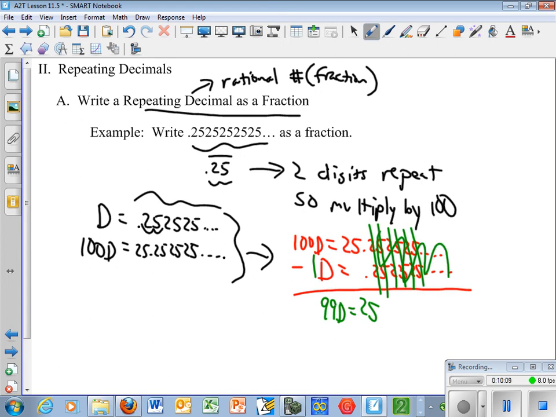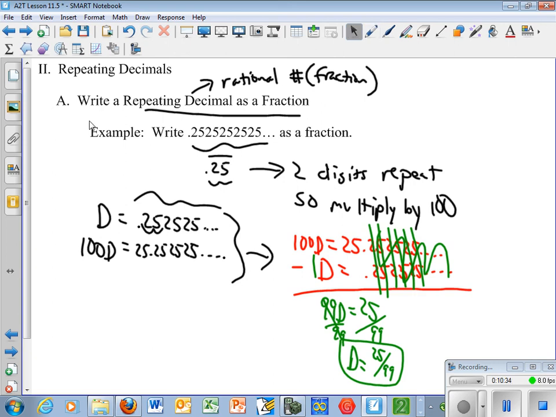Well, how do I solve that for D? I divide by 99. So the decimal number, I use D to stand for the decimal number, or fraction in this case, is 25 over 99. Now if you actually take your calculator and take 25 and divide by 99, it should end up as 0.25 repeating. And that's how you convert a repeating decimal to a fraction.